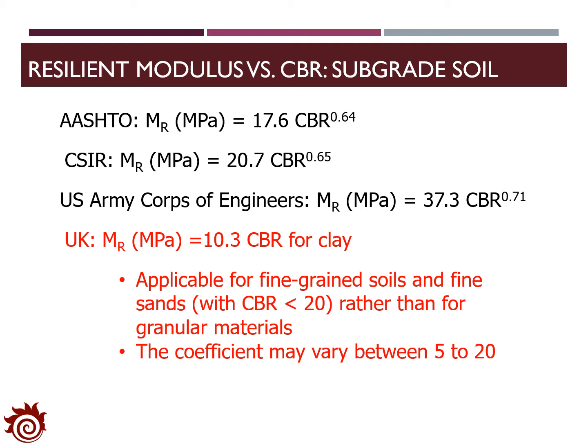In the UK, the linear model proposed by AASHTO is applied for clay, MR equal to 10.3 times CBR. This model is only applied for fine-grained soils and fine sand with the CBR less than 20. It's not applied for granular materials. And in their applications, the coefficient, which is 10.3 here, will vary based on the soil types. It could vary from 5 to 20.